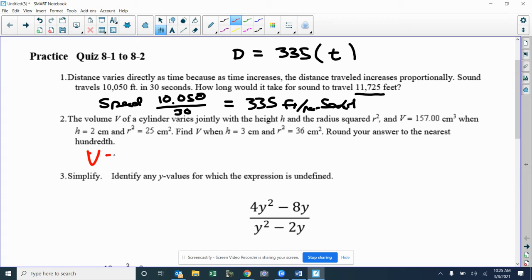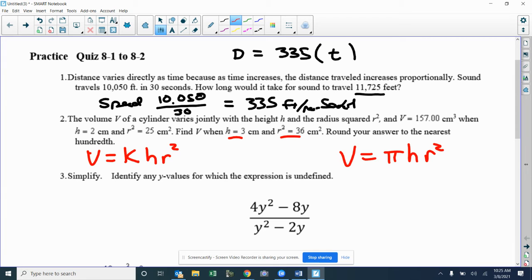So the volume of a cylinder varies jointly with the height and the radius. So we still have K, we know height, and r squared. Do you see where I'm getting at? We always have our K. So I give you some information to solve for K, and that is pi. So 3.14 times height times radius squared. We give you a new height and a new radius to find that volume.